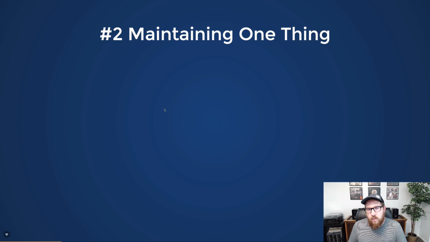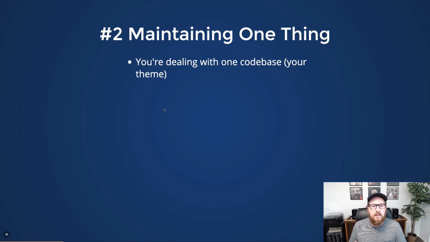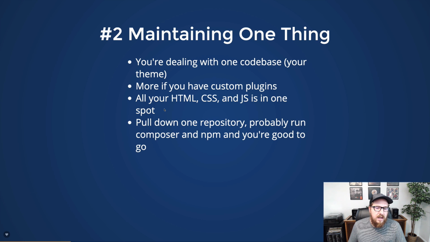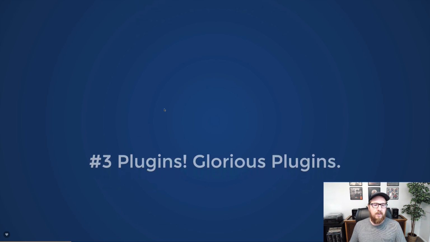We are maintaining one thing in this sense, and that's probably going to be the theme that you are creating for your client. If you have a custom plugin, maybe you're managing a little bit more, but in most cases, you are dealing with one repo only. All your HTML, CSS, and JavaScript is in one spot, which is great. Then you can pull down the one repository. You're probably running Composer and NPM, and then you're good to go.